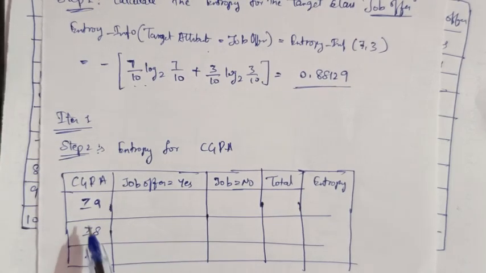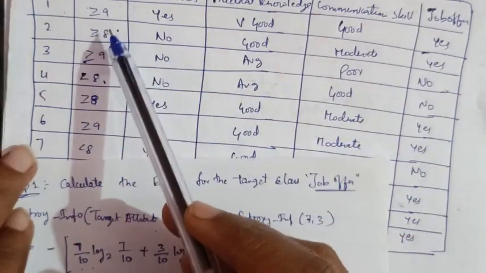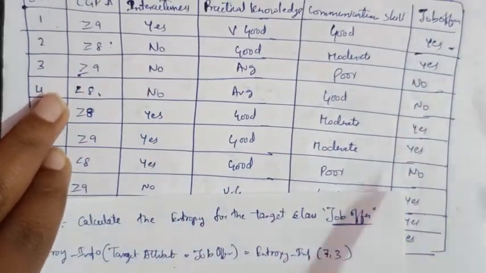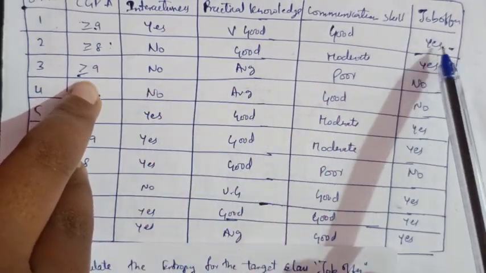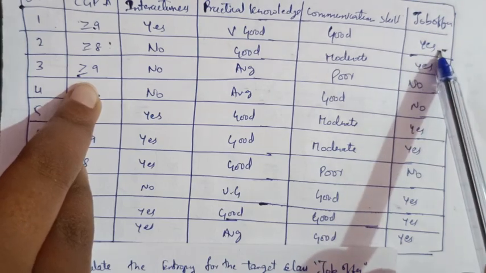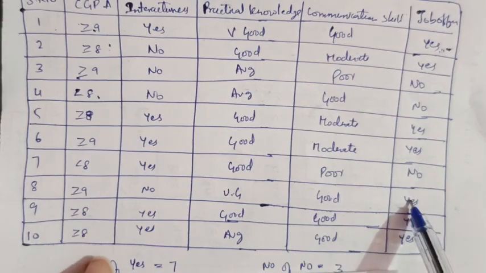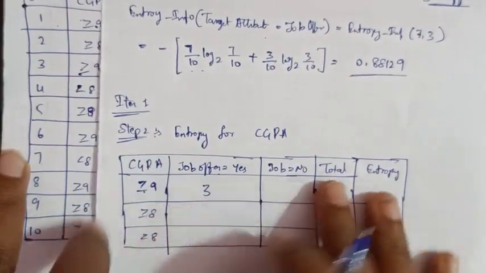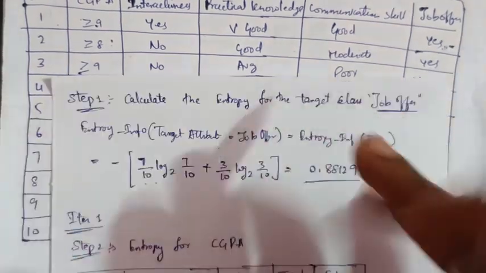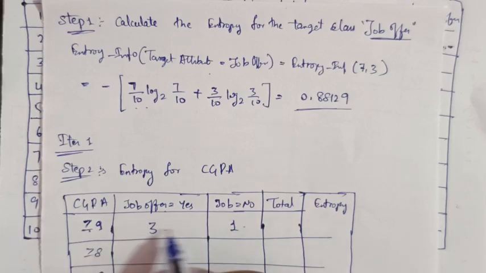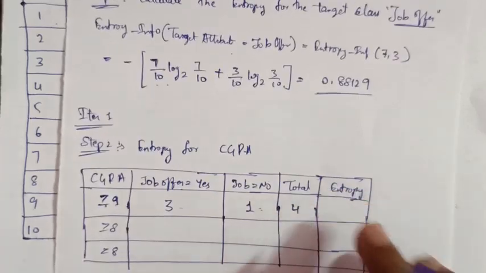Now we have to check, for this instance, the number of yes job offers we have. Here we have to count the number of yes: 1, 2, and 3. We have 3 yes and 1 no for this instance, and in total if we add these two we get 4. And we have to calculate the entropy for this.